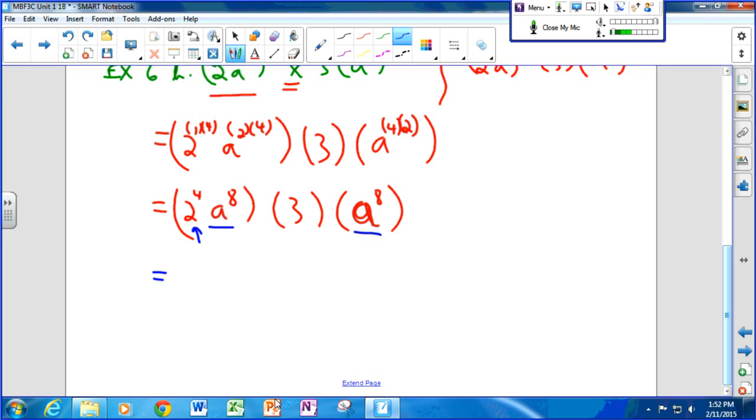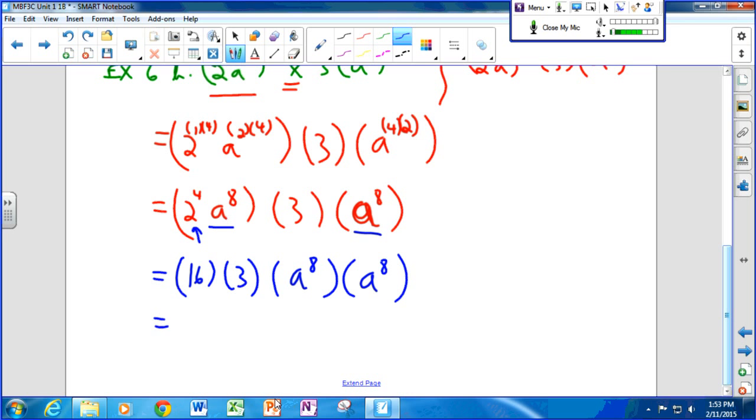So 2 to the power 4 is just 2 times 2 times 2 times 2. We can work it out on a calculator, but it's basically 16 times 3. So I put the constants out front, and then we have a to the power 8 times a to the power 8. So I didn't really change anything. I just expanded the 2 to the power 4.